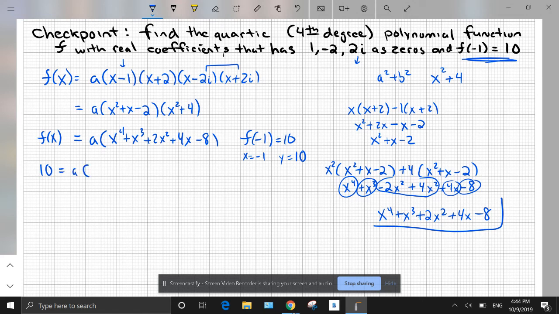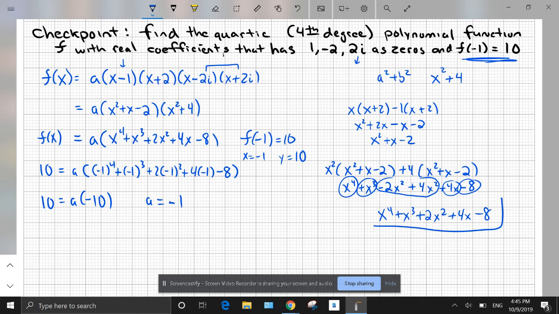Since we have a negative, make sure you put it in parentheses: -1 to the fourth plus -1 cubed plus 2 parentheses -1 squared plus 4 times -1 minus 8. Once you do all that, you get 10 is equal to a times -10. So we're going to divide by -10, so we have a is equal to -1.